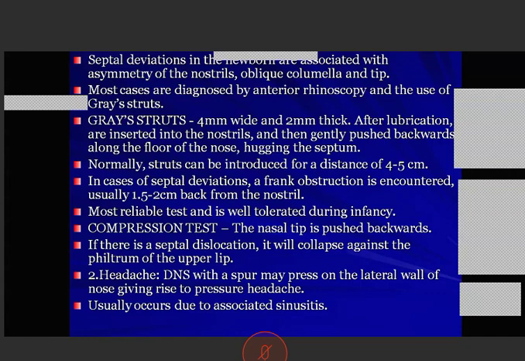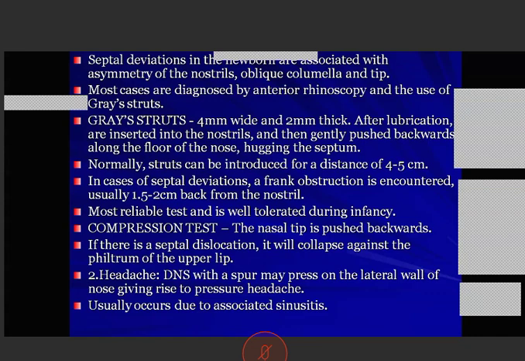So normally the struts can be introduced for a distance of 4 to 5 centimeters. In adults, the nasal cavity length is around 5. In children, it is still less. So you can introduce it up to 4 to 5 centimeters. In cases of septal deviations, a frank obstruction: when you pass this along the nasal floor, if there is a deviation, there will be an obstruction at one part where you cannot put the strut further forwards. So in cases of septal deviation, the frank obstruction is encountered usually 1.5 to 2 centimeters back from the nostril.